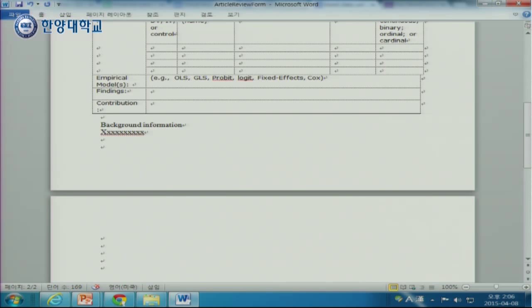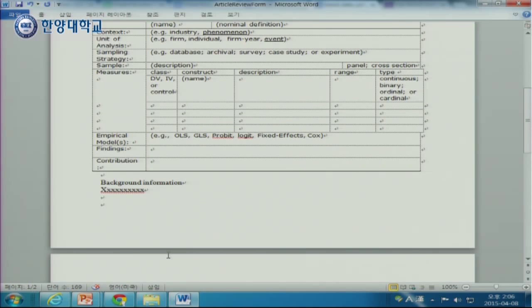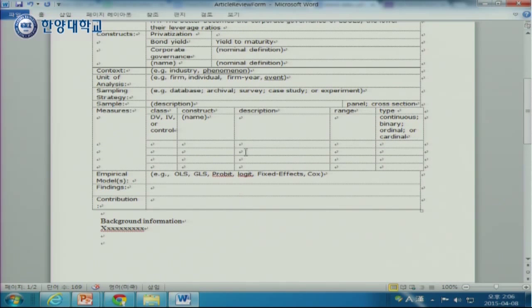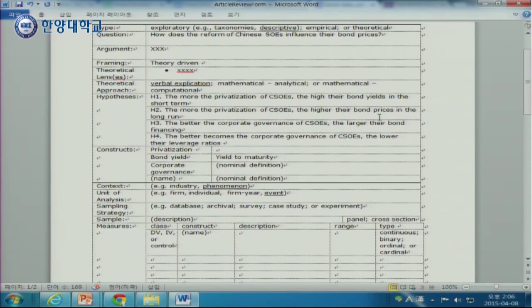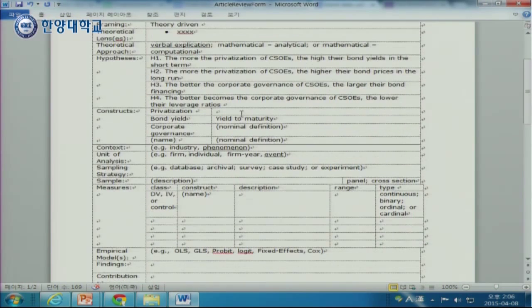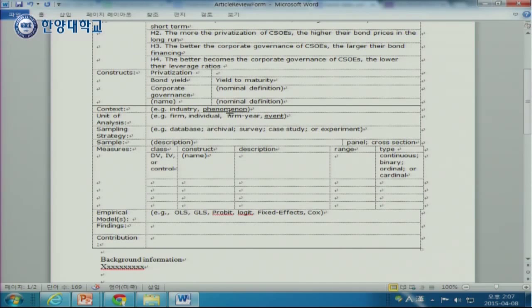What measure? Yes. So basically, at this stage, this part and this part will overlap a lot. But you have to write down whether they are dependent variable or independent variable. Again, dependent variable is here: bond yield, bond prices, bond financing, leverage. Independent variable is privatization and corporate governance. And the range is corporate governance is either good or bad, so it is like ordinal. And then bond yield is a continuous variable.